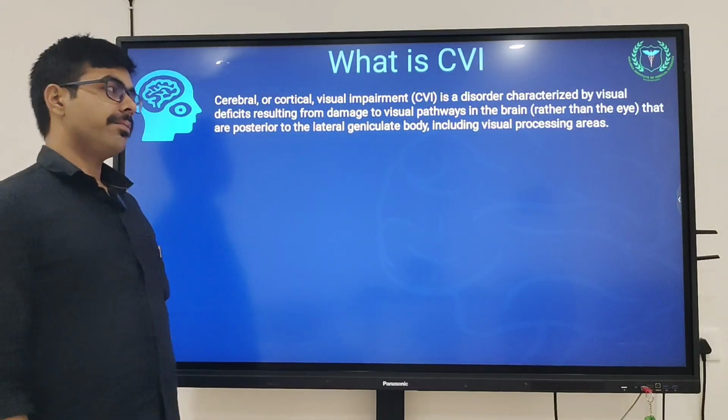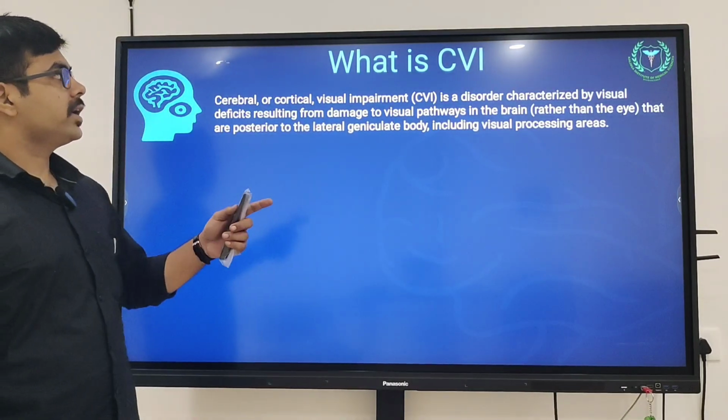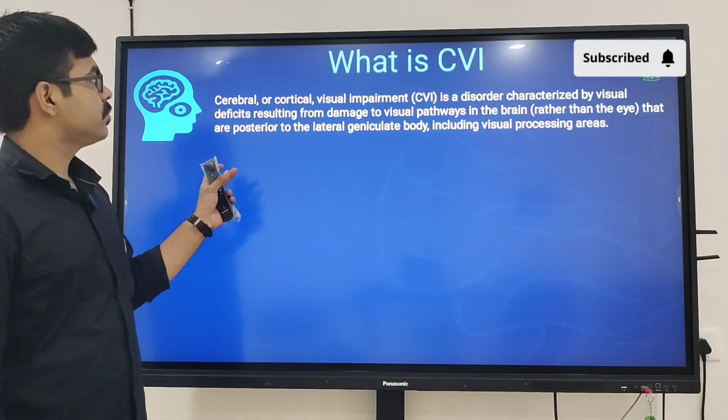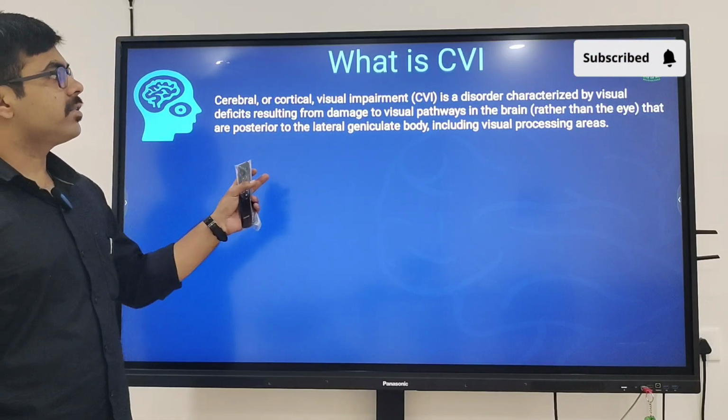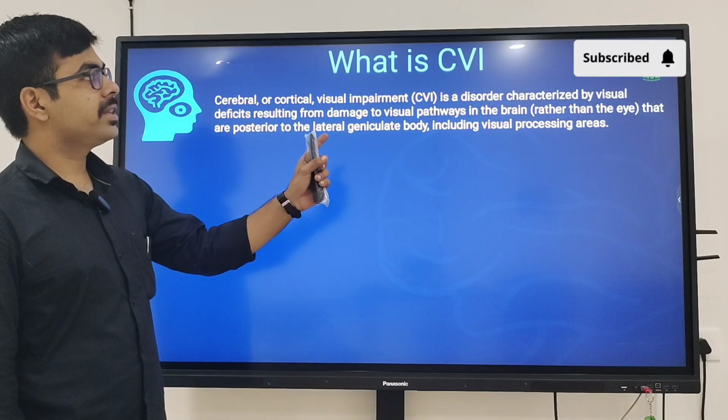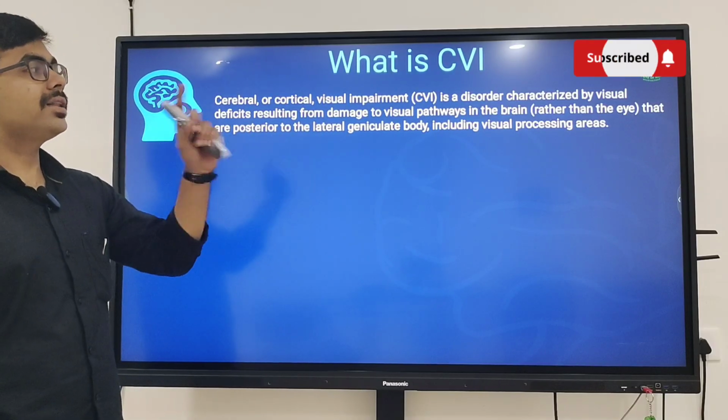What is cerebral visual impairment? Cerebral or cortical visual impairment is the disorder characterized by the visual deficit resulting from damage to the visual pathway in the brain rather than the eye.